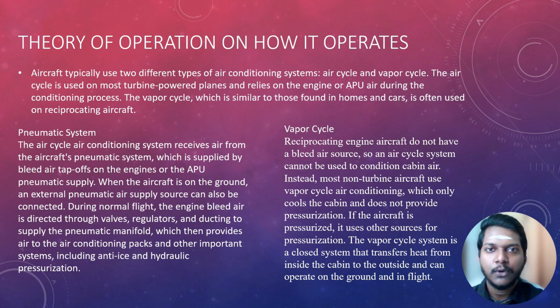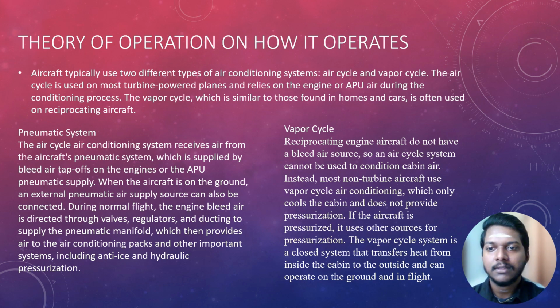So today I'm going to explain how the theory of air conditioning works on aircraft. Aircraft typically use two different types, which are air cycle and vapor cycle. The air cycle is used on most turbine powered planes and relies on the engine or APU during the air conditioning process. The vapor cycle is similar to those found in our homes, cars and also reciprocating aircraft.